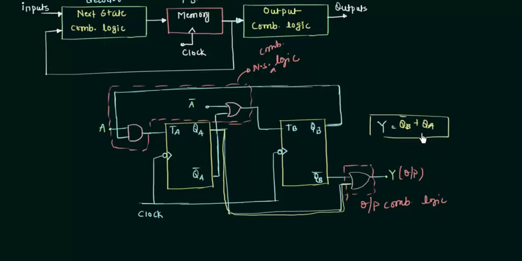Can you see A here? No, there is no A in this expression. The y is independent of A, that is our input. So it is clearly a Moore model, or the Moore state machine.